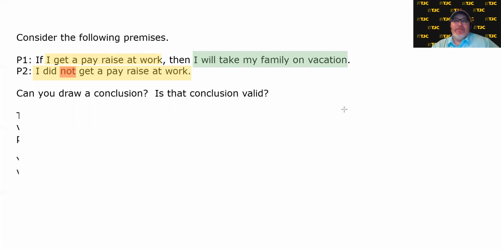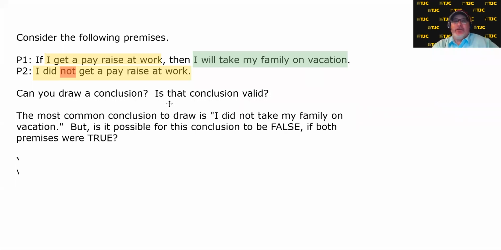Well, if they didn't get the pay raise, they probably concluded that they didn't take their family on vacation. That is the most common conclusion to draw, I did not take my family on vacation. But is it possible for that conclusion to be false if both premises were true? Because remember, that's what we're really answering when we ask, is this argument valid? If the premises are true, does it imply that the conclusion must also be true?